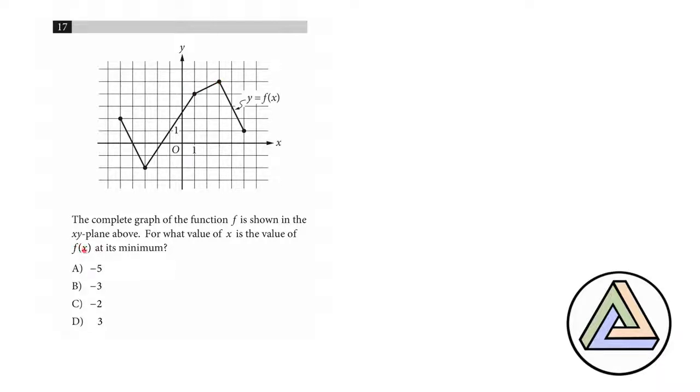But we want to know, where is f of x at its minimum? Well, that's right here. Clearly, it's the lowest part of the graph. It's right here at -2 as a y coordinate. But the question is, for what value of x is it associated with that? And that would be -1, -2, -3. So -3.